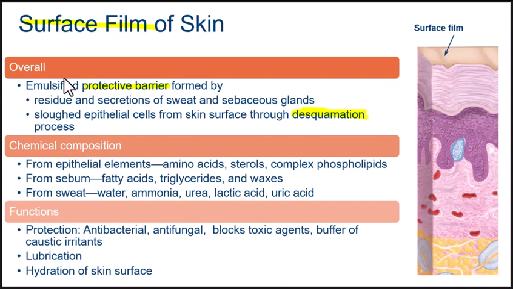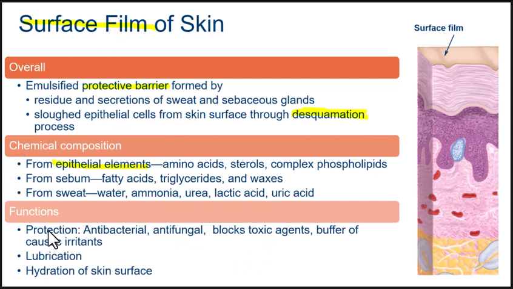In terms of the actual chemical composition of what I just mentioned, the epithelial cells that are sloughed off through desquamation are going to be filled with amino acids, sterols, and complex phospholipids. Sterols are just like a lipid steroid. Sebum, which is oil, is going to consist of fatty acids, triglycerides, and waxes. And then our sweat is going to be composed of water, ammonia, urea, lactic acid, and uric acid.